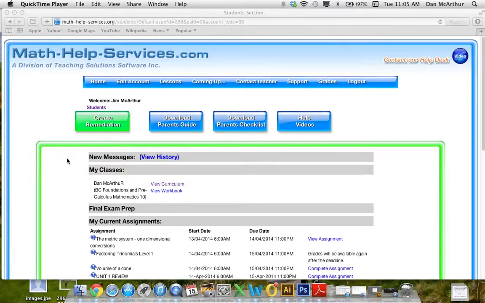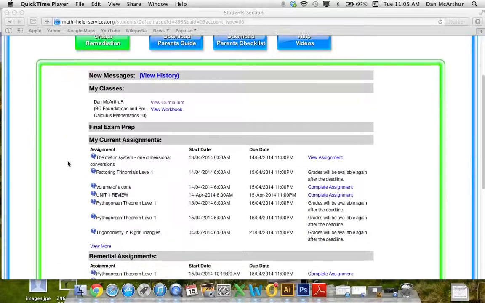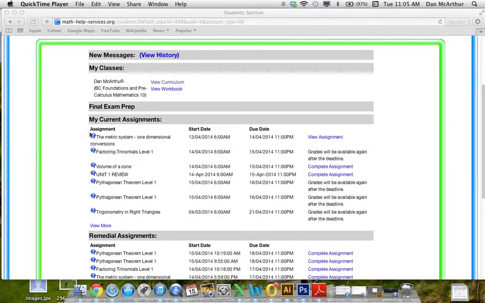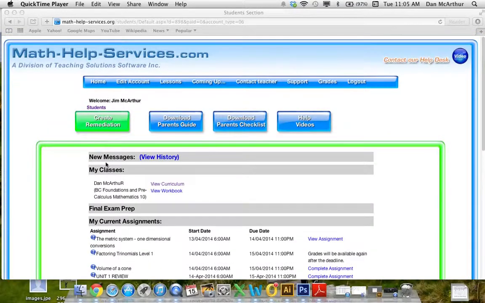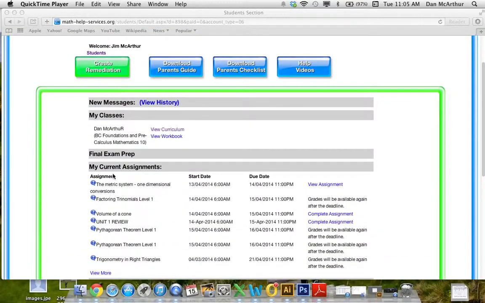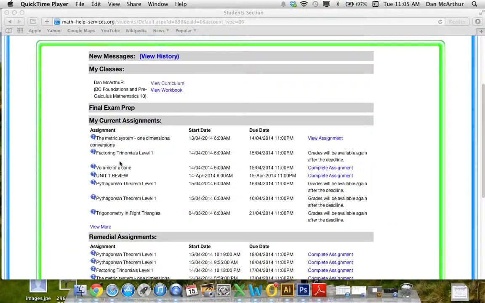Okay, so we're going to go down here and look where it says my current assignments. Under this is where all your homework assignments will be. We'll scroll and look at it up at the top again, and under this we see when our homework assignments are. A couple of things to know: what they are, the start date, and the due date.